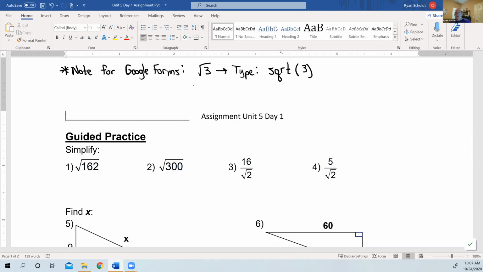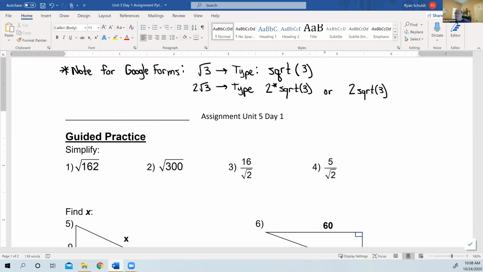Let's say you wanted to do 2 square roots of 3. Then you would type 2 times the square root of 3. Or I would also allow 2 square root 3. I would allow that too.